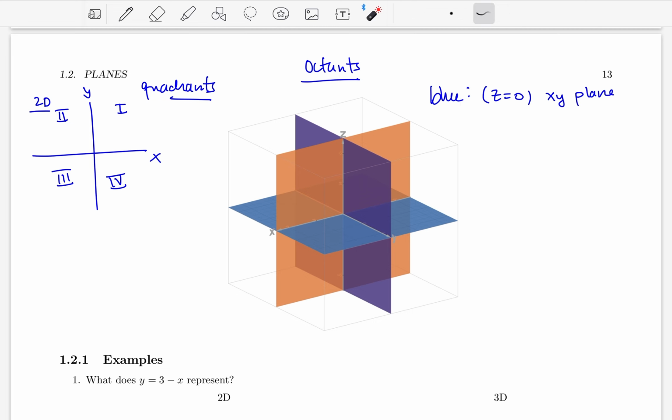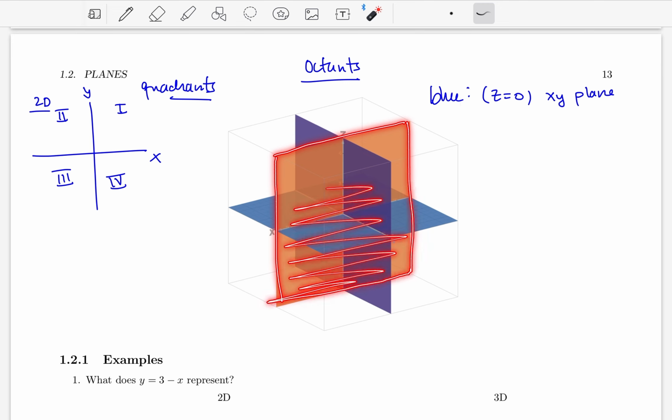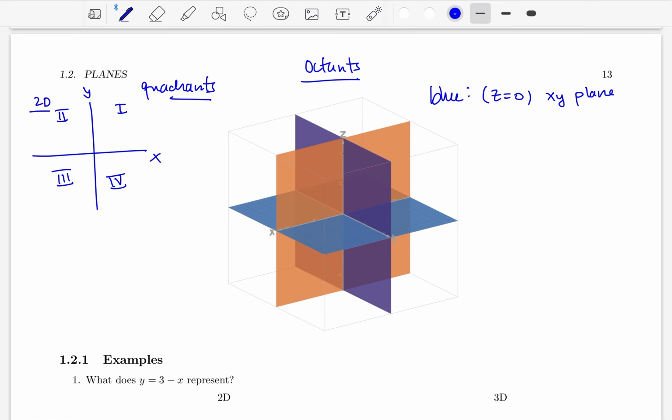So if I look at the orange one, you'll see that there's a relationship between x and z. So if I'm relating x and z, then that means that y is equal to 0. Therefore, this is the xz plane. So orange, it's when y is equal to 0. Therefore, this is the xz plane.